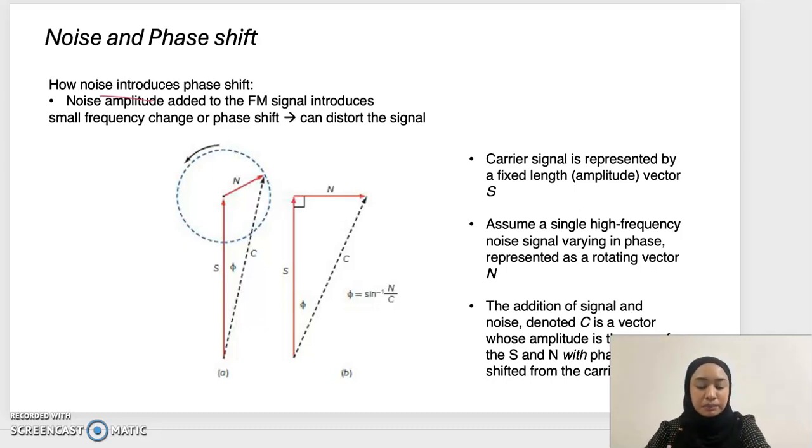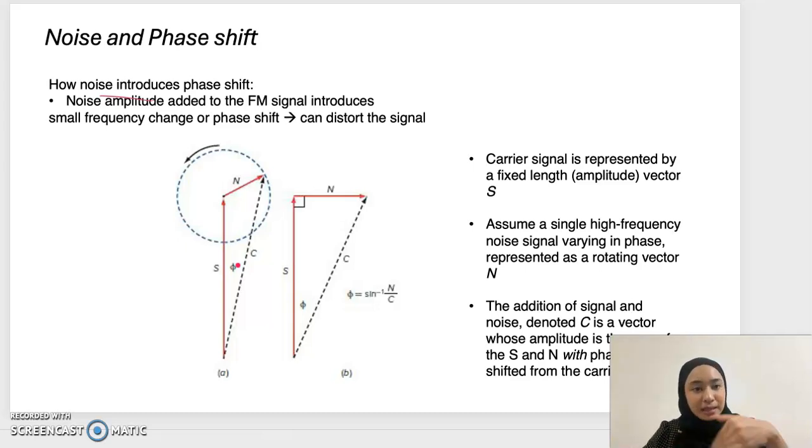So a signal is always a vector. I know you don't want to hear about vectors, but engineering involves a lot of vectors. So here we have a signal. It has some amplitude given by this arrow. The arrow denotes the amplitude and the angle denotes the phase shift. So here it's straight, so we can assume that the phase shift for this signal is 0 at this point.